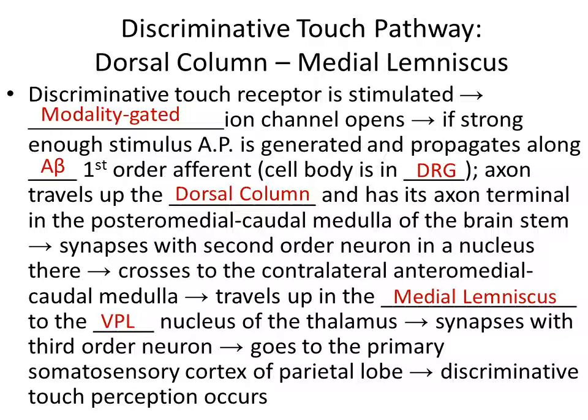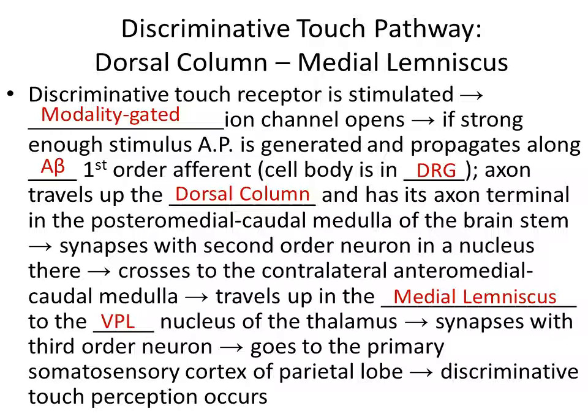It will have its axon terminal in a nucleus in the posteromedial aspect of the caudal medulla. Now, there are two different nuclei involved, but I'm not going to ask you to distinguish between these nuclei. So this is one of the few times that you will not have to know the actual name of the nucleus. But I do want you to know its location. So it's in the posterior medial aspect of the medulla oblongata. Caudal tells us it's in the inferior aspect. So our dorsal column basically ends where the spinal cord and the brainstem meet.